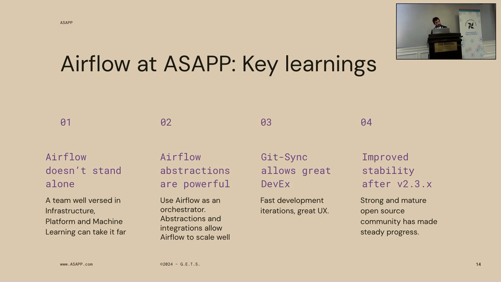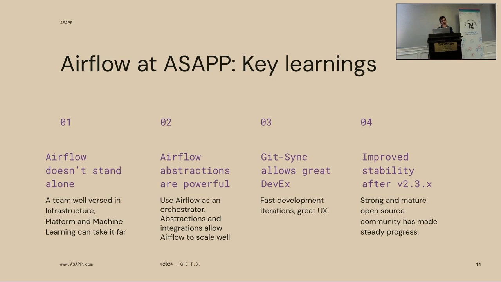So, a few key learnings before I take up too much time. Airflow doesn't stand alone. Our team is well-versed in infrastructure, platform, and ML. We feel it has historically been a comprehensive and mature product, and it requires that kind of knowledge to take it far. But if you know that, you can really take it far. You have a really good developer-to-workflow ratio. Airflow abstractions are super powerful, and I'm really excited for V3 and above. We primarily use Airflow as an orchestrator, strongly integrated with third-party providers, and it allows us to scale really well. That said, I think V2 was a big deal for us.